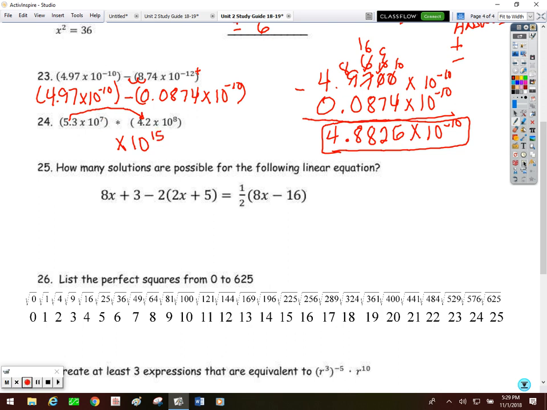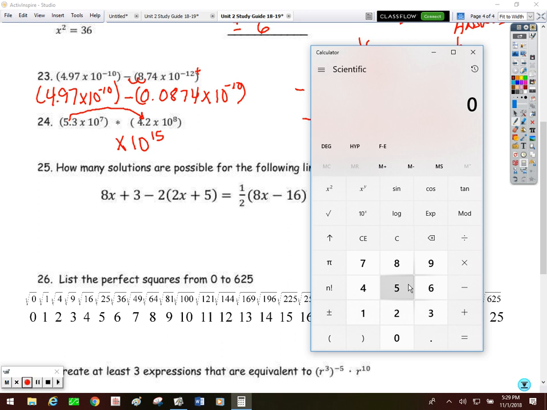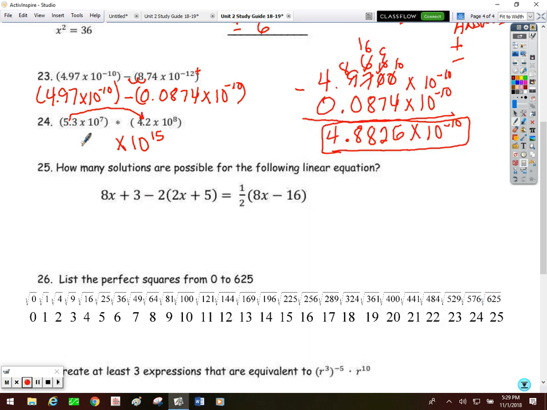Okay, so let's see, 5.3 times 4.2. So 5.3 times 4.2 gives me 22.26. Now you've got to be careful here because remember the rule has to be one number to the left of the decimal, or greater than 1 but less than 10. Well, 22 is bigger than 10, so I need to make a little bit of an adjustment.